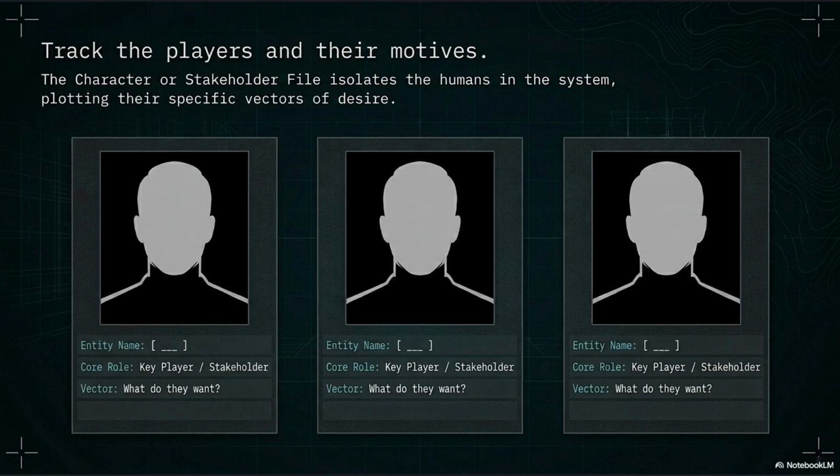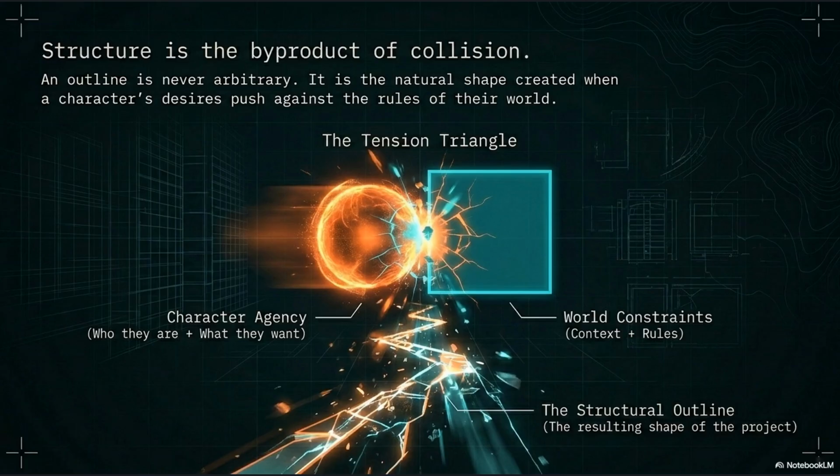This simple framework forces you to move beyond abstract roles and instead map the real, individual desires that drive behavior. By plotting these vectors across multiple stakeholders, you begin to see where interests align, where they conflict, and how the system actually moves.